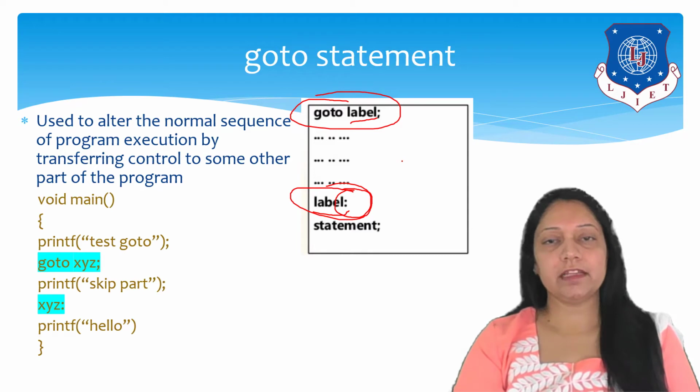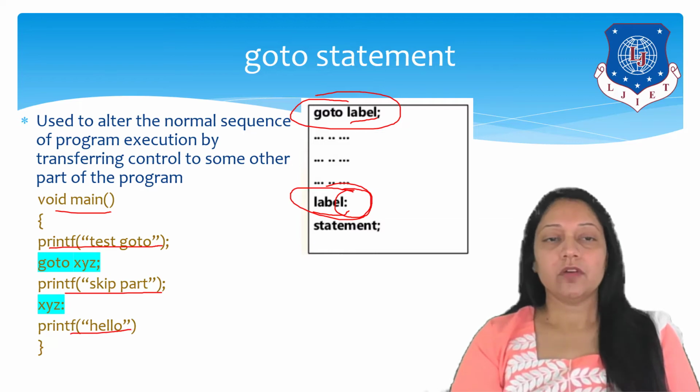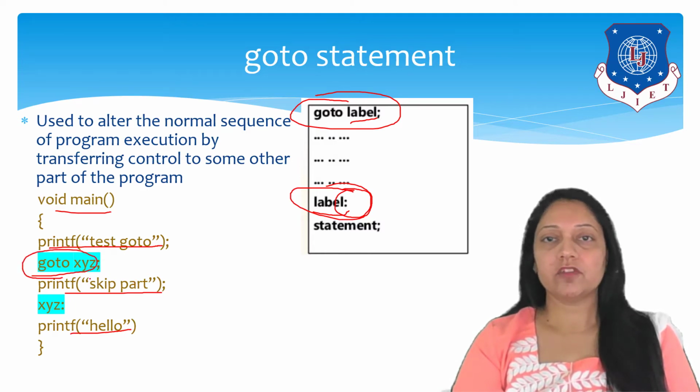Let's see one program related to goto statement. So here I have main. In main, there are three printf statements. One is printf test goto, second is printf skip part, and third is printf hello. Now, after printf test goto, I mentioned here goto xyz. So goto is the keyword, xyz is my label. I've ended it with semicolon. And before the printf hello statement, I mentioned the label. The label is xyz and ended with colon.